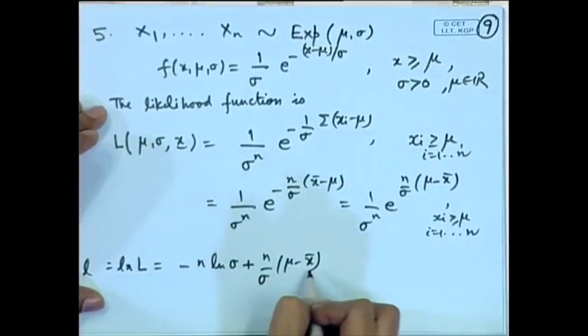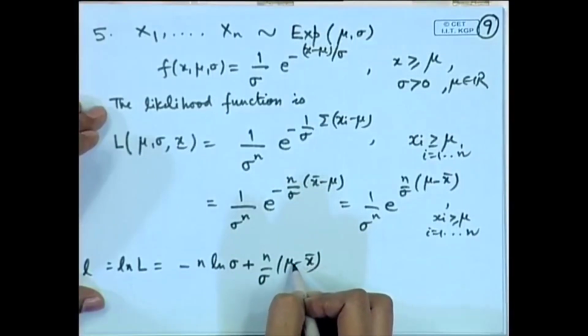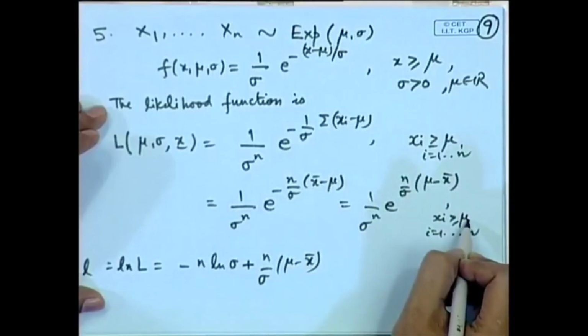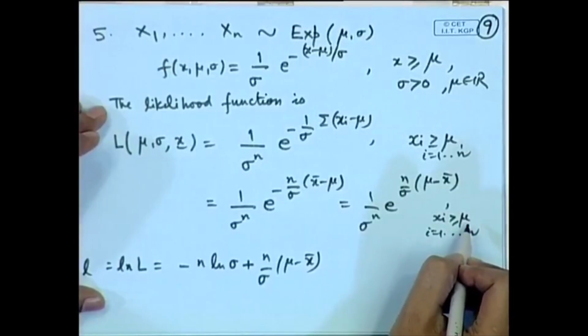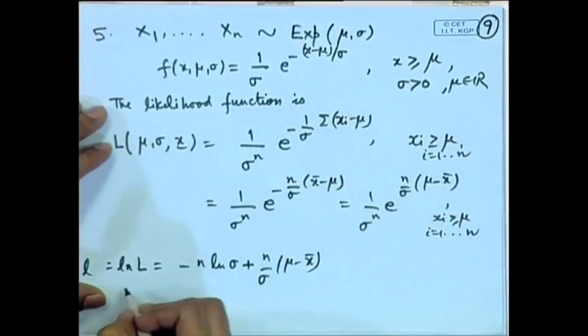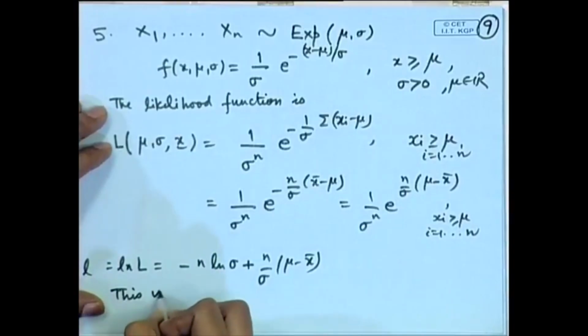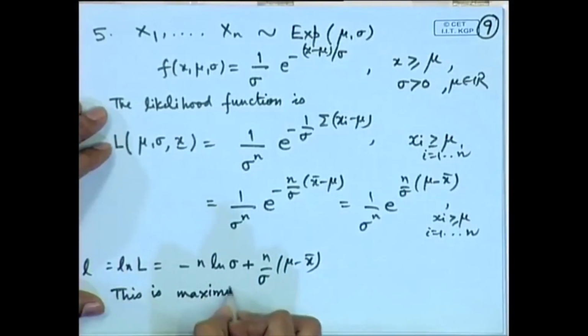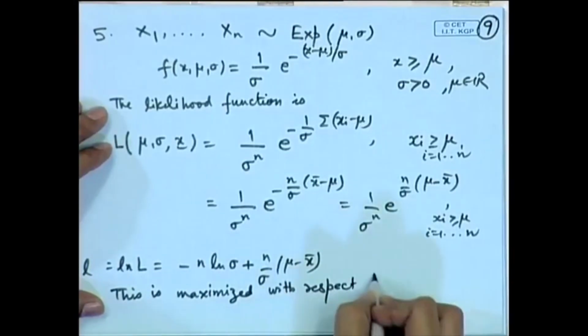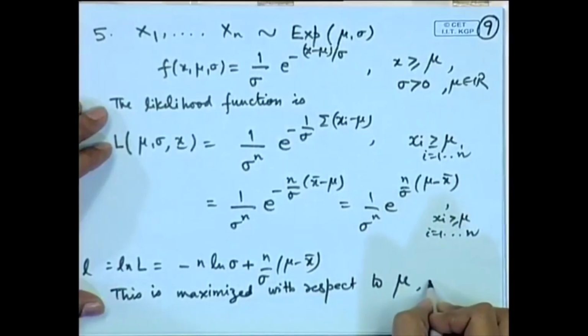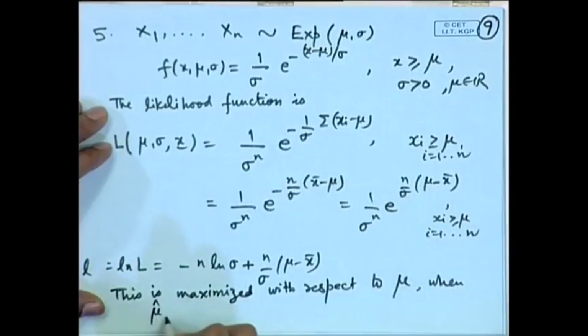This is an increasing function of mu. So, the maximum value will be attained when mu attains its maximum value. Since mu is always less than or equal to x i's, the maximization will occur when mu is the minimum of the x i's. So, this is maximized with respect to mu when mu hat ML is equal to x 1, that is the minimum of the observations.